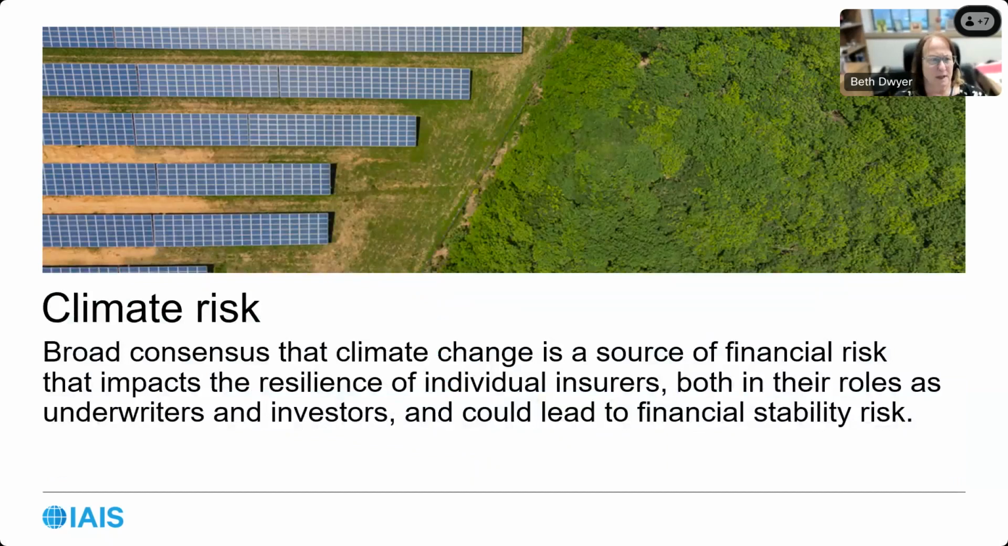So climate risk. Climate change is and will continue to be a significant driver for insurers in the coming years. It's a source of financial risk that impacts the resilience of individual insurers and could lead to financial stability risk. As the insurance standard setter, the IAIS is playing its role to promote a globally consistent supervisory approach to climate-related risks. This is why climate change and the associated climate-related risks is a key strategic theme for the IAIS. An adequate response from supervisors to risks posed by climate change supports the objectives of insurance supervision, namely protecting policyholders, contributing to financial stability, and promoting the maintenance of a fair, safe, and stable insurance market.